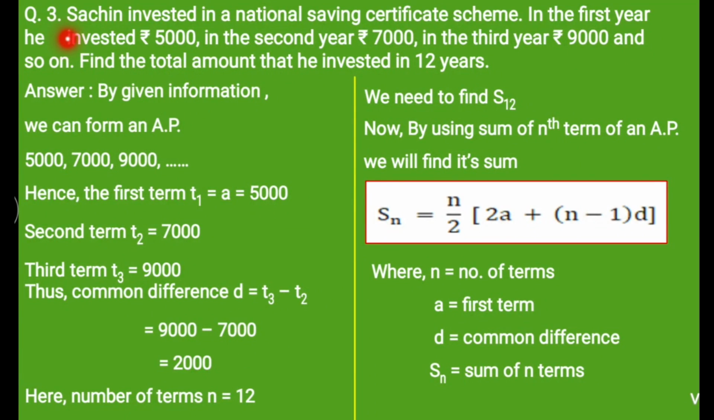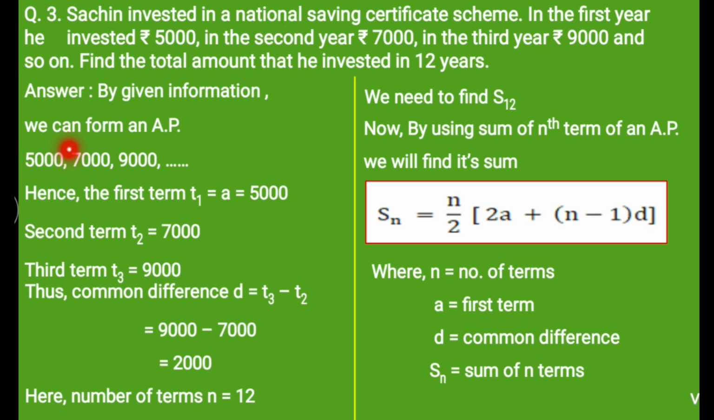Now see question number 3 from exercise 3.4. Sachin invested in a national saving certificate scheme. In the first year, he invested rupees 5,000. In the second year, rupees 7,000. In the third year, rupees 9,000, and so on. Find the total amount that he invested in 12 years.